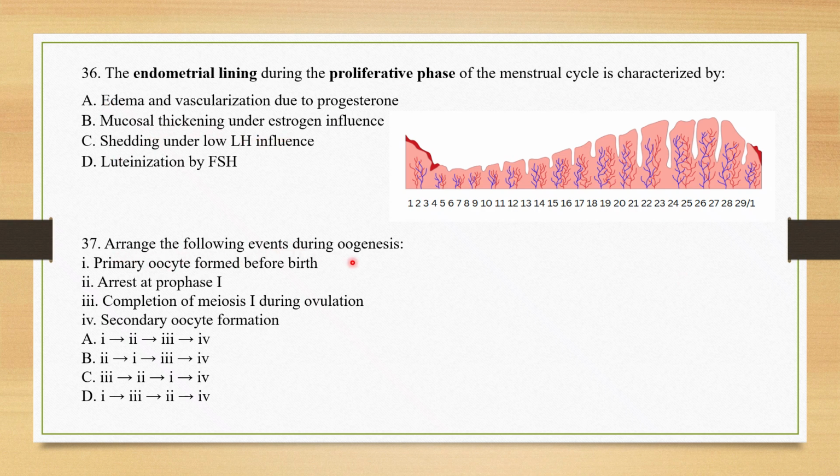Arrange the following events during oogenesis. So let's go through all the options. And the right answer here will be option A. Primary oocyte formed before birth, arrest at prophase 1, completion of meiosis 1 during ovulation, secondary oocyte formation.